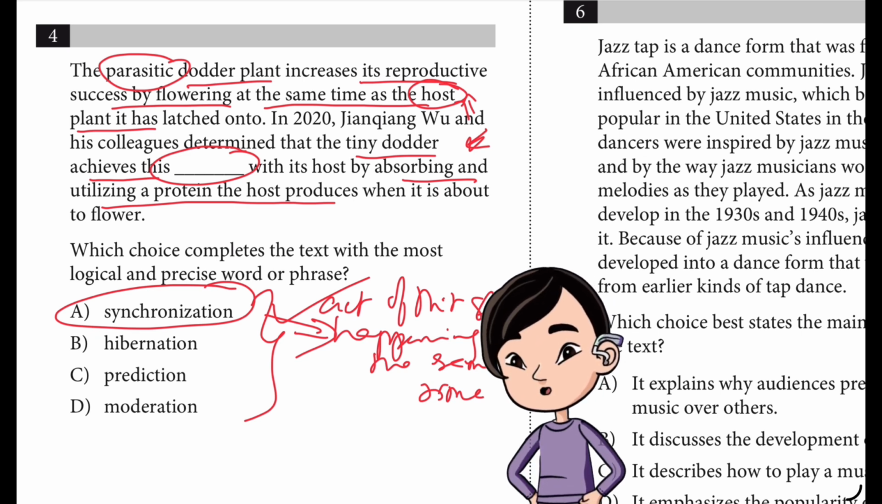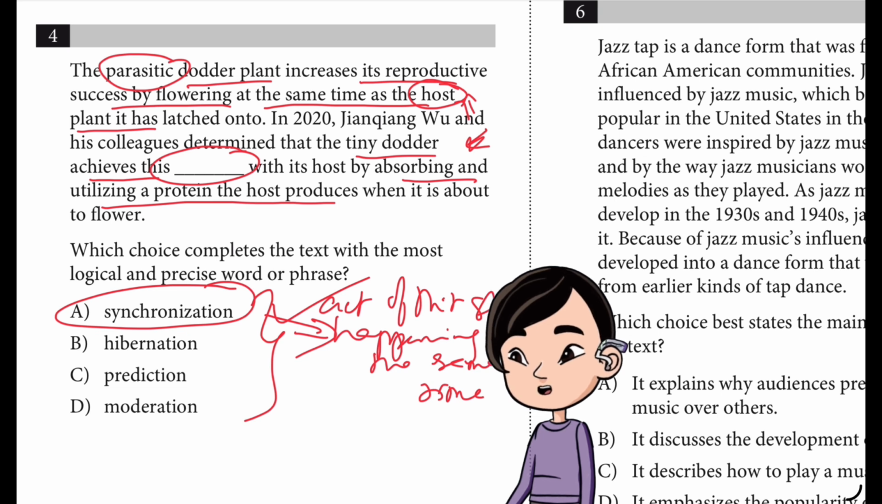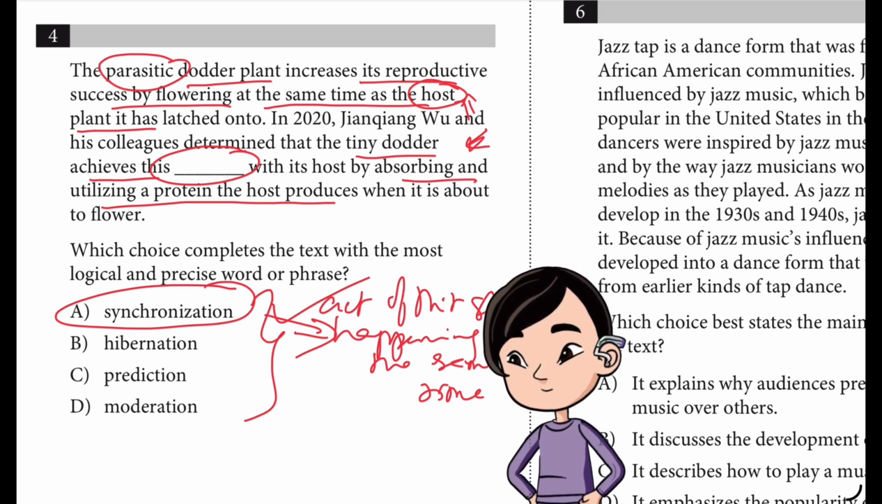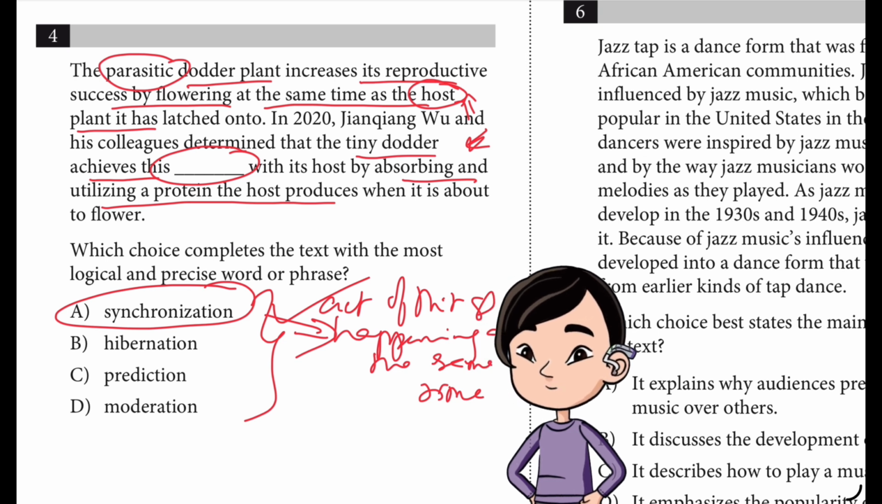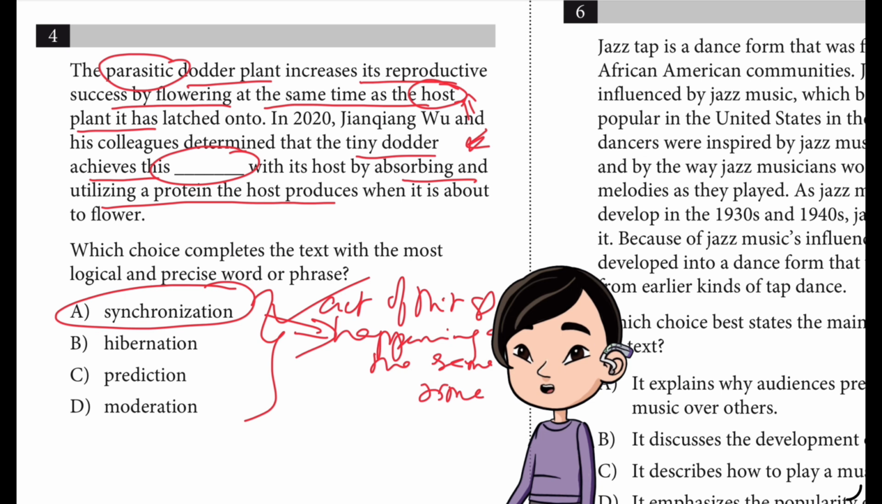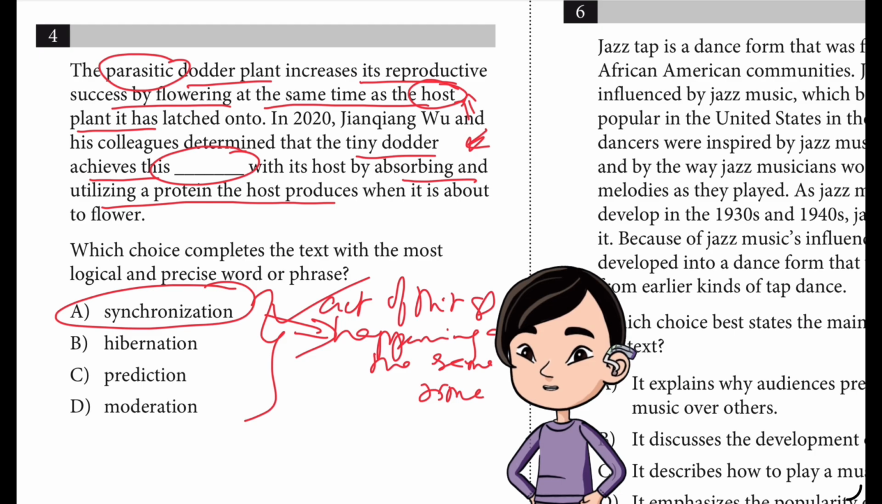Choice D is incorrect because referring to moderation, or the act of causing something to become less intense or extreme, wouldn't make sense in context. Although the text states that the dodder plant absorbs and uses a protein made by its host plant, it doesn't suggest that the dodder lessens the host plant's flowering activity. The two plants simply flower in unison.